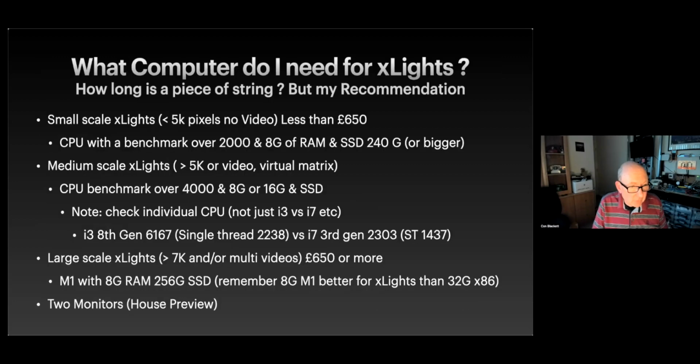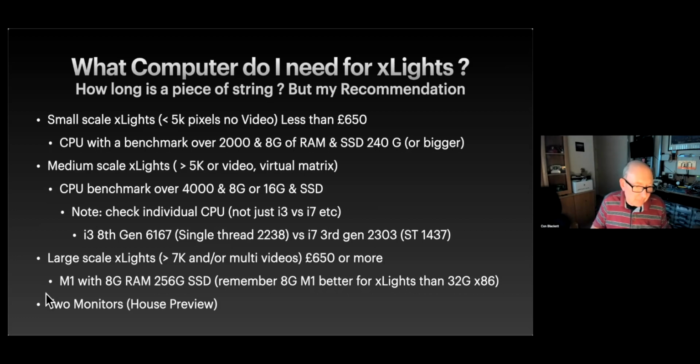Right. So what computer do I need for xLights? And this is the contentious bit, how long's a bit of string? Things have changed over the years. If you've got a fairly small scale, less than 5,000 pixels and no video, then look at what CPU is in your computer. You can go on a web page called Benchmark This, put the CPU name in, and it'll give it a figure, a number. The higher the number, the better.